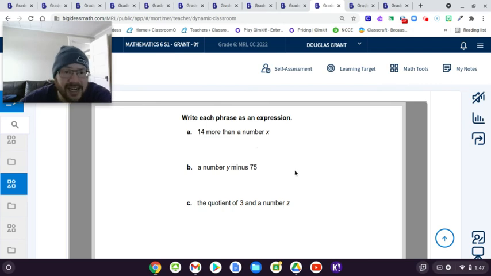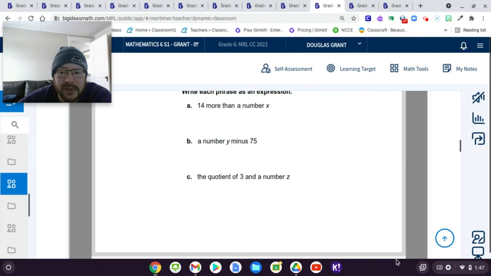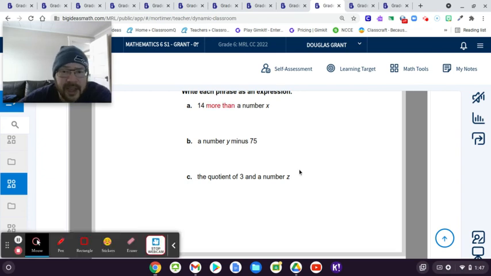14 more than a number. How would you write that? Okay, so more than is a cue for addition. So it's 14 plus x. In this case, for addition and multiplication, the order is not as important. For division and subtraction, the order is very important. Okay, so x plus 14. 14 plus x is technically okay. You're going to learn the properties that go with that in the next section.